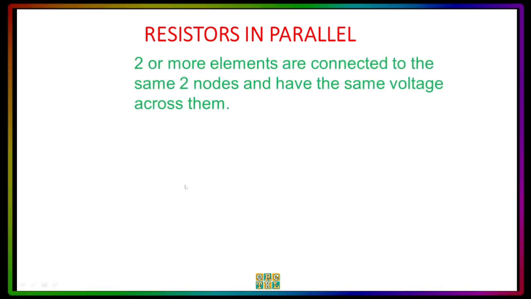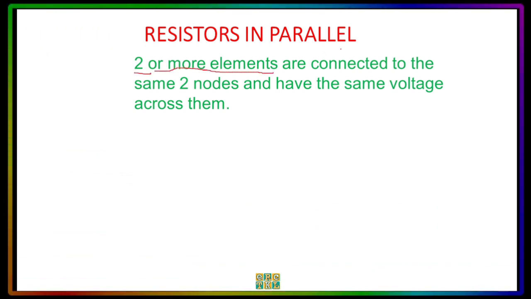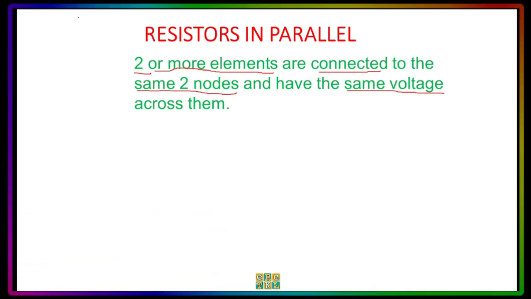Two or more elements are connected to the same two nodes and have the same voltage across them, and this is what we call parallel. So again, when two or more elements are connected to the same two nodes and they have the same voltage across them, then the resistors are connected in parallel.